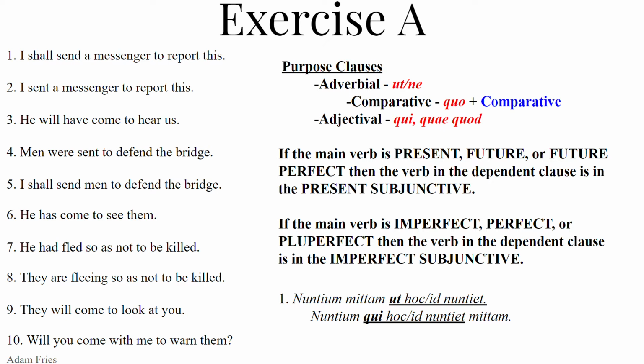How about sentence 5? I shall send men to defend the bridge. So I shall send. So we have the future indicative of mitto, like in sentence number 1. So we have mittam. So we're in primary sequence. The subjunctive verb should be present subjunctive. Mittam viros ut defendant, present subjunctive, so that they may defend, defendant, the pontem. So viros mittam ut pontem defendant.